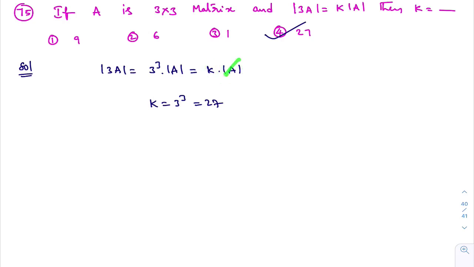Now you see here, det A will get cancelled. You will get K is 3 cube. 3 cube is nothing but 27. So what is the value of K? 27. I hope you understand this class.